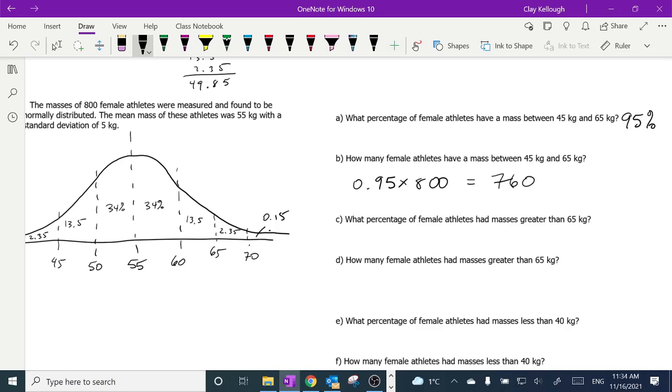What percentage of female athletes were greater than 65? So greater than 65 would be, okay, hold on a sec. If you're greater than 65, it's 2.5%, isn't it? 2.35 and 0.15 is 2.5. But now, careful. If you want to find 2.5% of a number, you change the percent to a decimal. I just made a mistake on purpose. What did I do wrong? That's 25%. You always move the decimal over twice. There you go. Remember that?